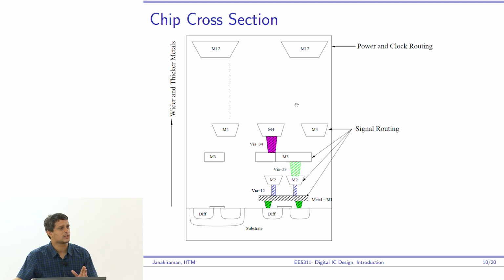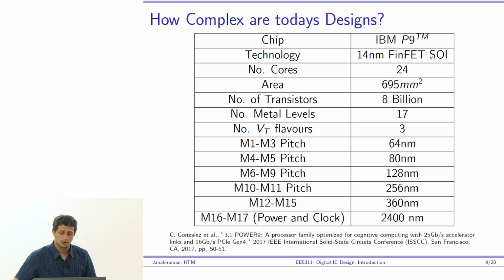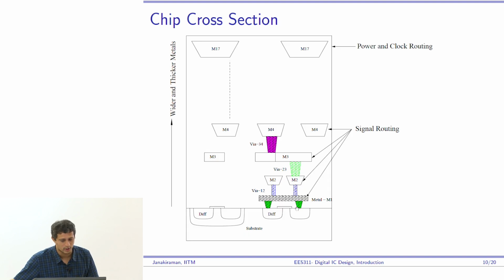So with this, you have about 17 levels of metal. And what you notice here is the pitch, which is the spacing between metals, is 64 nanometer for M1 to M3, which means the width of the metal also has to be less. Only then can the spacing also be less. Then you have M4 to M5, it's 80 nanometer, M6 128 nanometer, and so on. The lower level metals, because you are closest to the transistor, will be used to connect transistors sitting near each other.